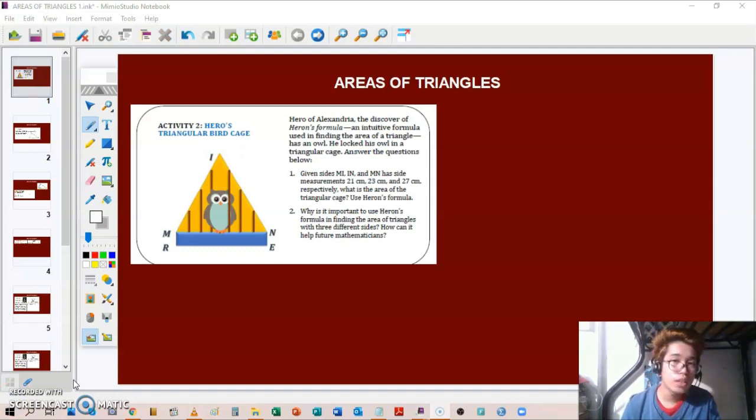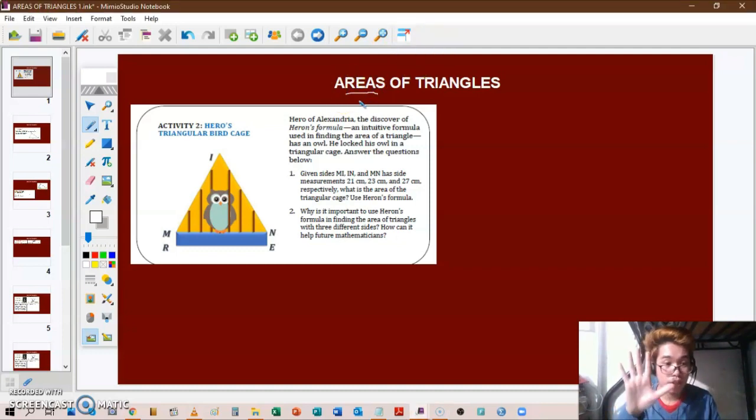For our second lesson in the third quarter, we will be discussing areas of triangles. We will determine 5 different ways to solve for the area of a triangle. For starters, let's have this cute problem right here.